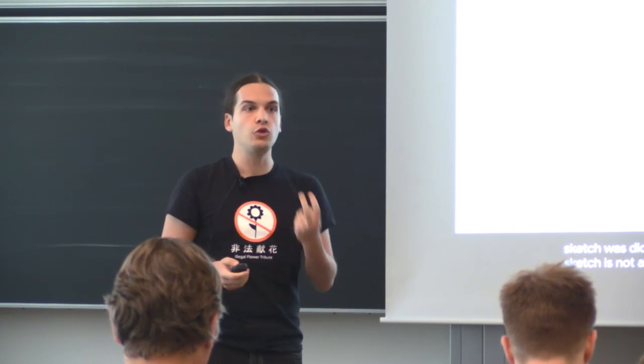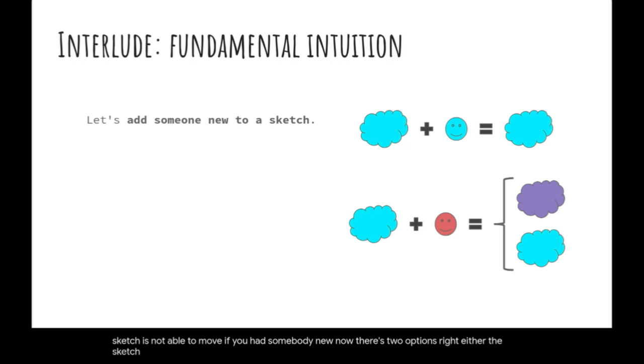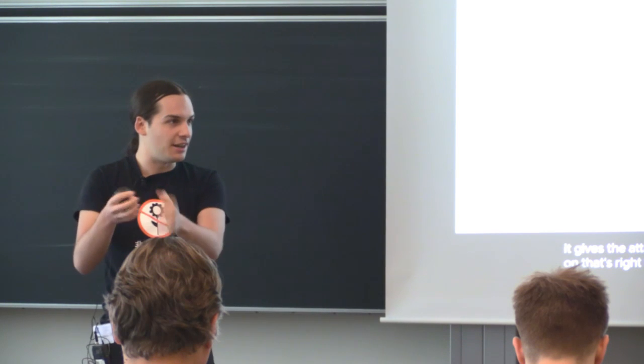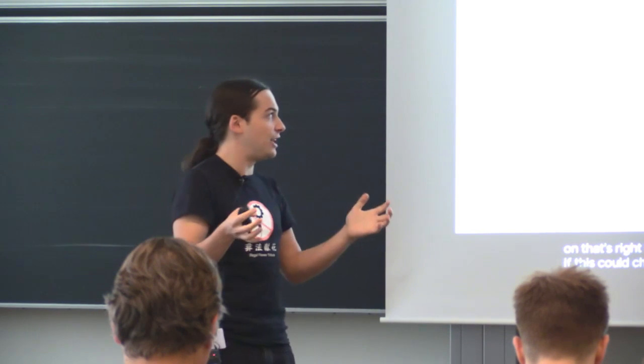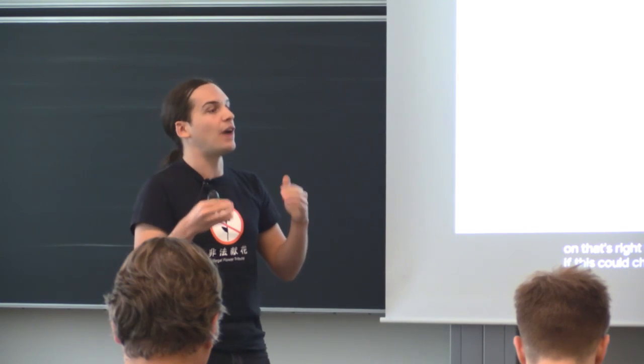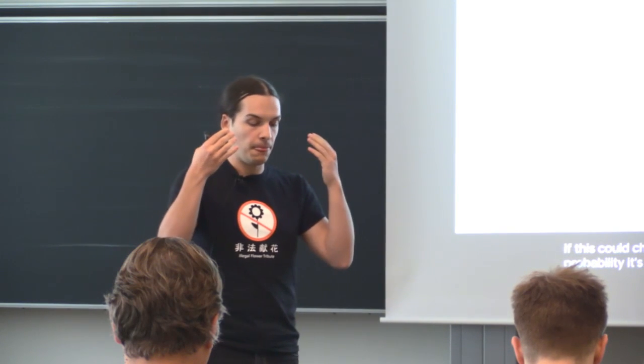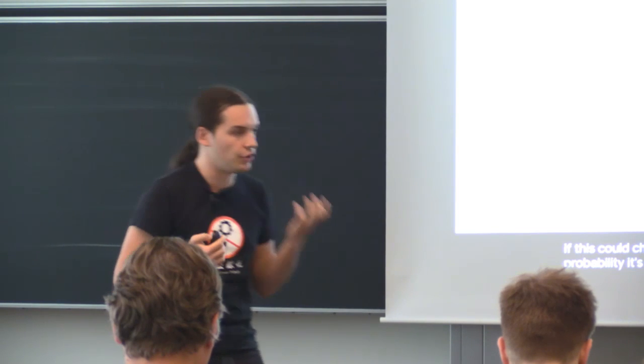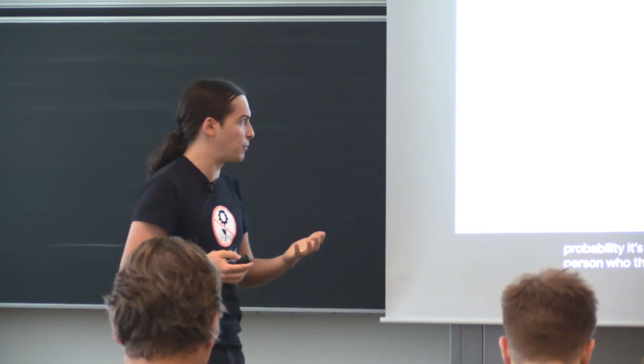If you add somebody new now, there are two options, right? Either the sketch changes, because it detects that this is a new person, and it stores some kind of information. We don't really know what, but that's not important. Or it doesn't change. It turns out both of these options are very bad. If the sketch changes with high probability, then it gives the attacker a test to figure out whether their target is in the sketch or not. Right? They can just take their target, add it to the sketch that they're also targeting, and see if the sketch changes or not. If the sketch doesn't change, then with high probability it means that the person was already in the sketch, and so it's bad for privacy.